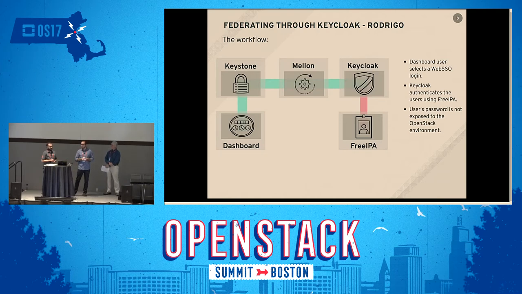And basically, this is how it works. You access Horizon, and you select to log in via Keycloak. You are redirected to the Keycloak front page, where you put your credentials that are going to be authenticated against FreeIPA. Then once you are authenticated, Keycloak redirects back to OpenStack, and you have access to the cloud.